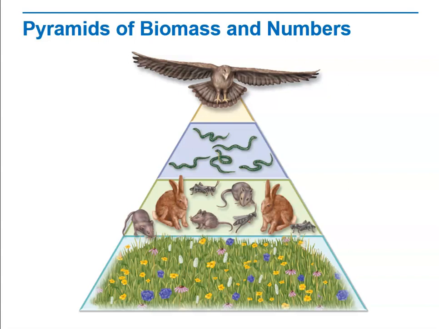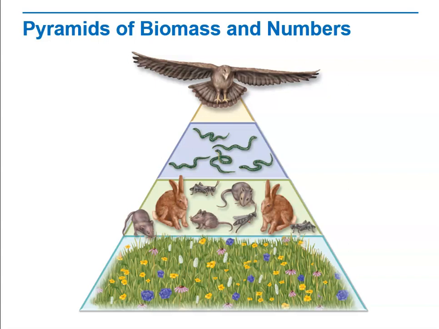Ecologists interested in the number of organisms at each trophic level use a pyramid of numbers. A pyramid of numbers is a model that shows the relative number of individual organisms at each trophic level in an ecosystem. In most ecosystems, the pyramid of numbers is similar in shape to the pyramid of biomass. The number of individuals on each level decreases from the level below it.